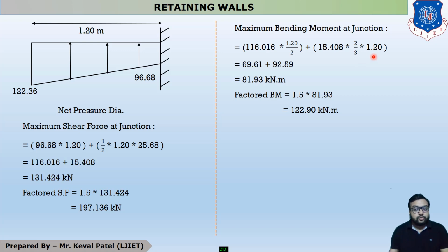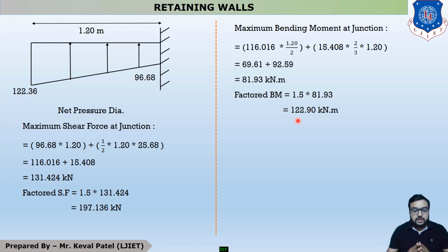So it is 1.2. So our total bending moment is 81.93 kilonewton meter. But this maximum moment is an unfactored moment, because we have to use unfactored force while calculating bending moment. So we have to find our factored bending moment, which is 1.5 into 81.93. So we will get our answer, 122.90 kilonewton meter.